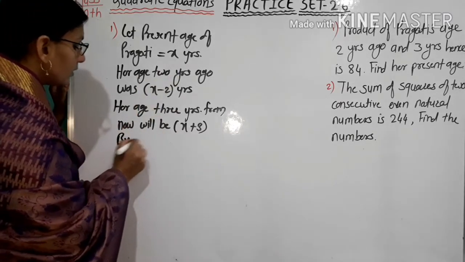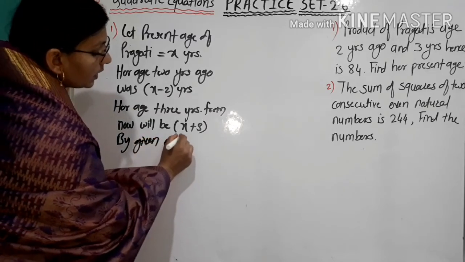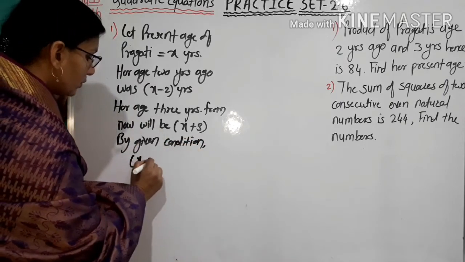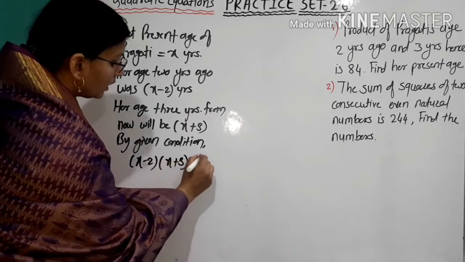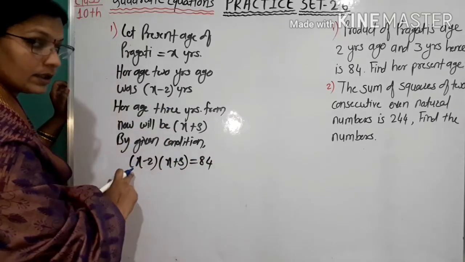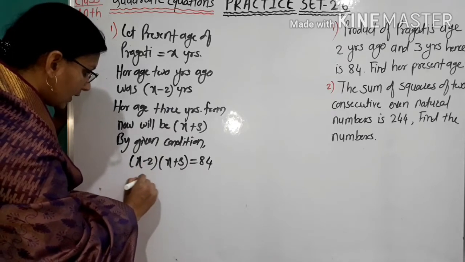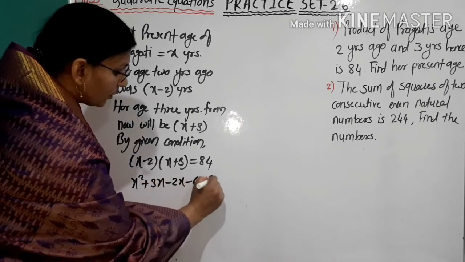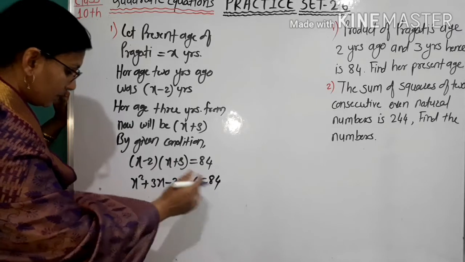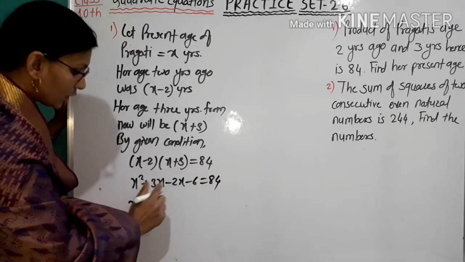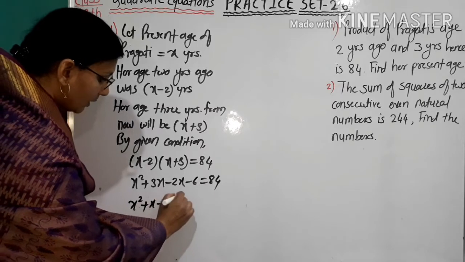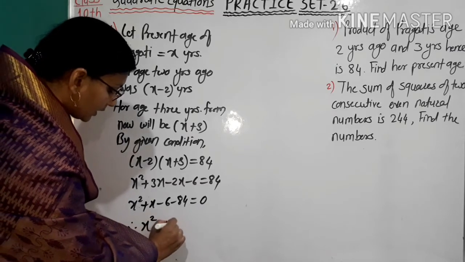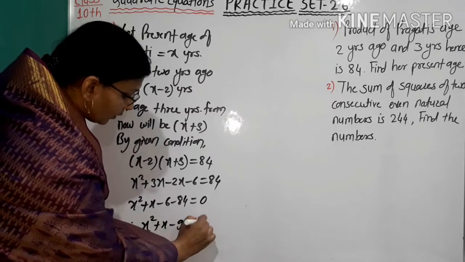So by the given condition, x minus 2 times x plus 3 equals 84. We solve this equation. x into x is x square, plus 3x, minus 2 into x is minus 2x, minus 6, equal to 84. Take all terms to the LHS, that is x square plus 3x minus 2x, which is plus x, minus 6 minus 84 equal to 0. Therefore, the equation is x square plus x minus 90 equal to 0.